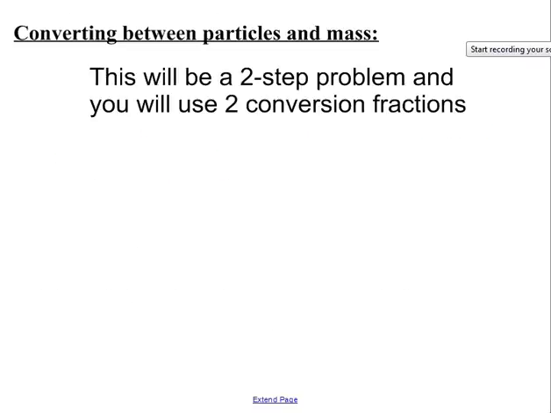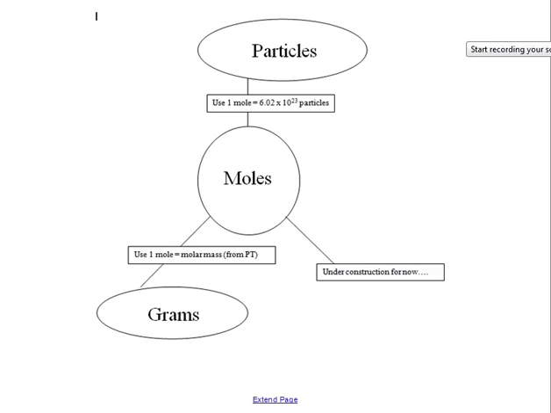If you have to convert between particles and mass, this is going to be a 2-step problem, and you're going to need to use 2 conversion fractions, one of each of the types that we just talked about. Okay, you see here this is a visual representation of the strategy that you might use to solve problems.